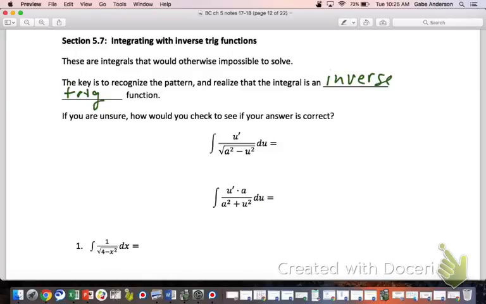So take a look at that first one. Integral of u prime over the square root of a squared minus u squared. The hope is that we would look at this and say, oh, I've seen that somewhere before. That's the derivative of arcsine, right? And so wouldn't the integral just undo the derivative? You could almost think about it like this: this is equal to the integral of the derivative of arcsine of u over a. Make sense?